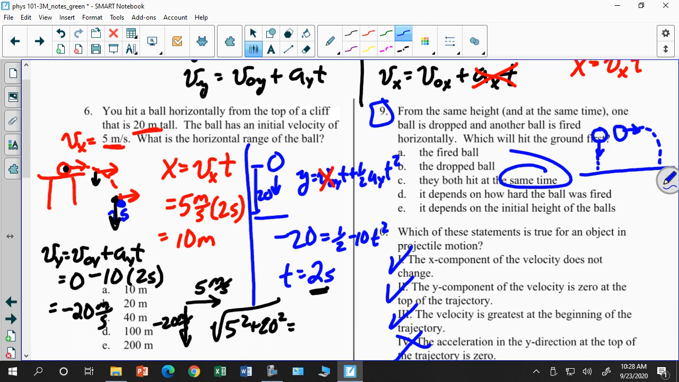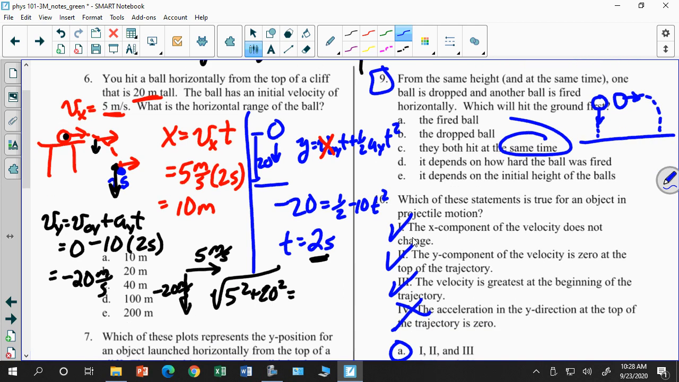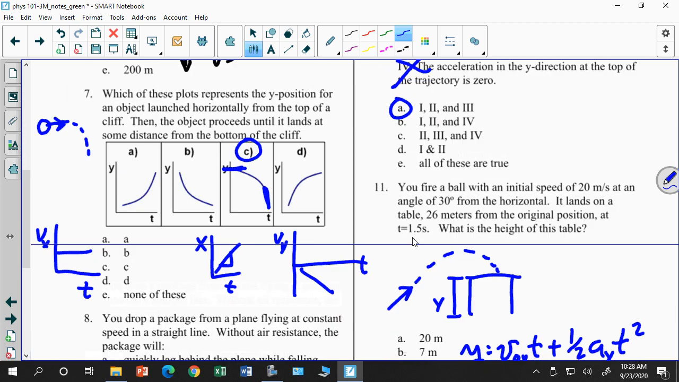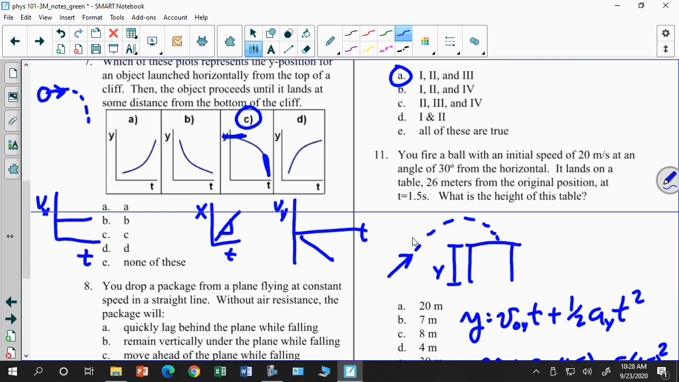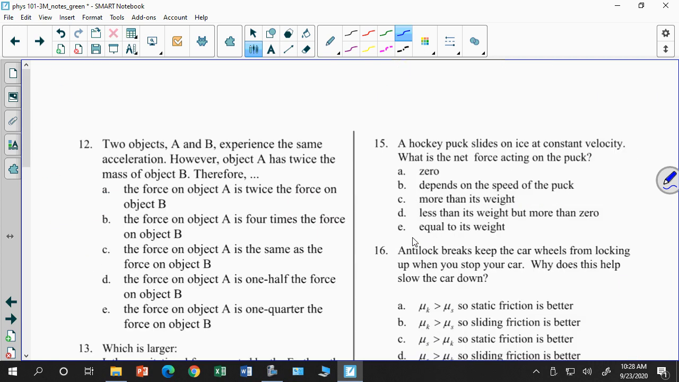What if, it's going to rock your world, what if I have an object, hold on, let me make sure this is right. No, never mind. All right.